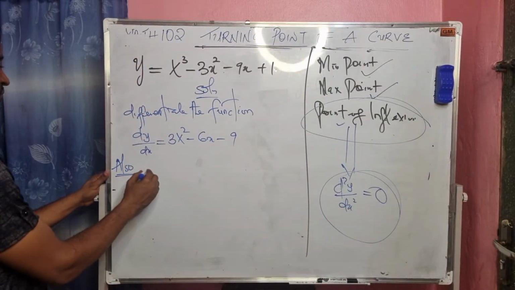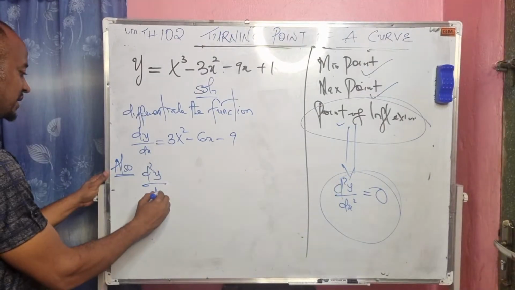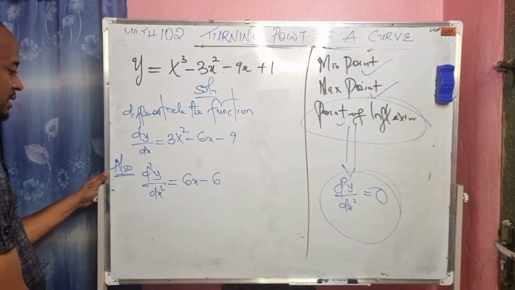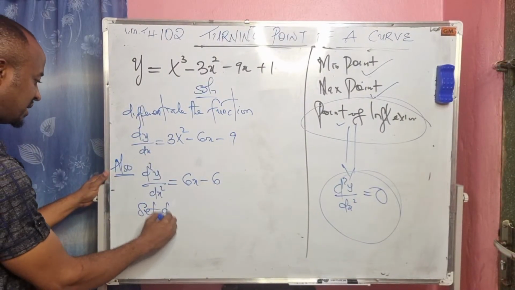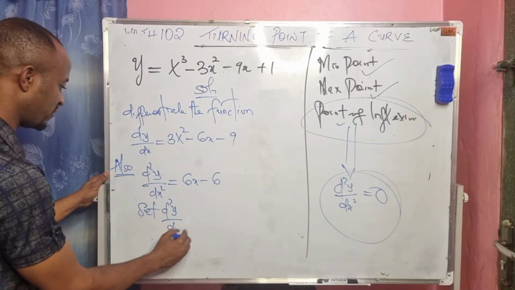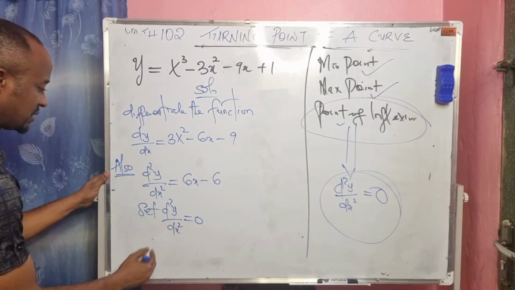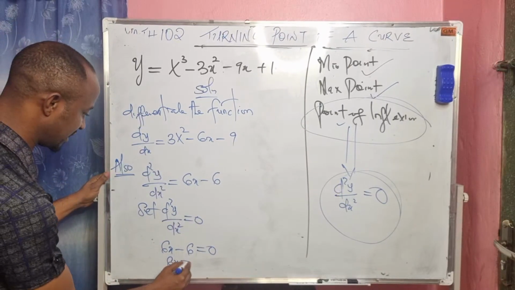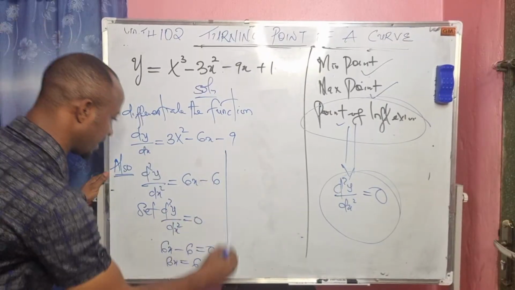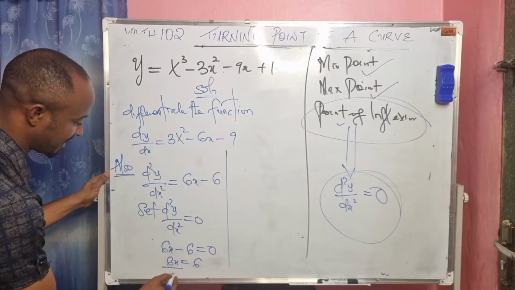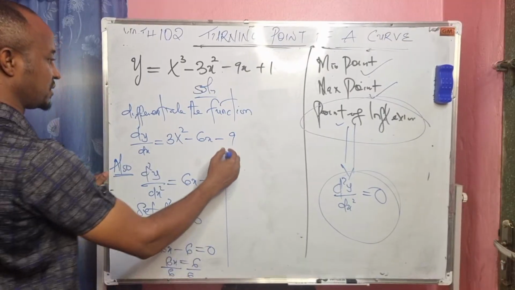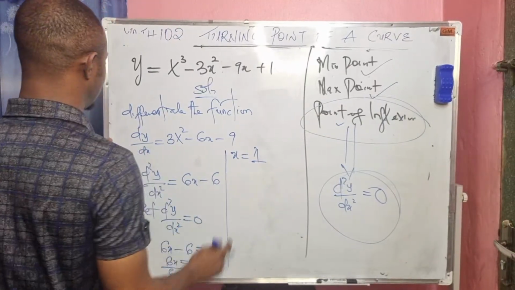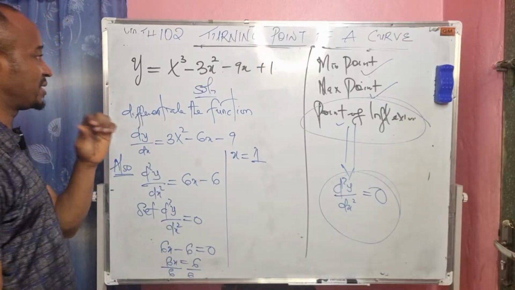So I have to find this and find the value of x for this expression. We have d2y over dx squared, that will give us 6x minus 6. Then we set d2y over dx squared equal to 0. So that means 6x minus 6 is equal to 0, so 6x is equal to 6. We can find the value of x by dividing both sides by 6. So that means our x is equal to 1.